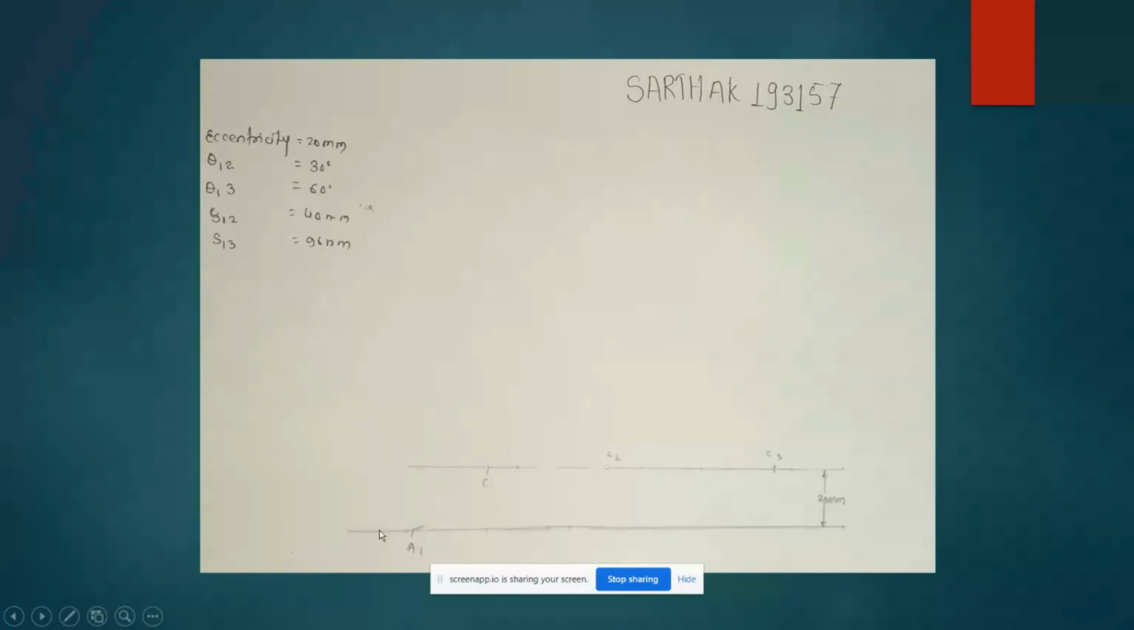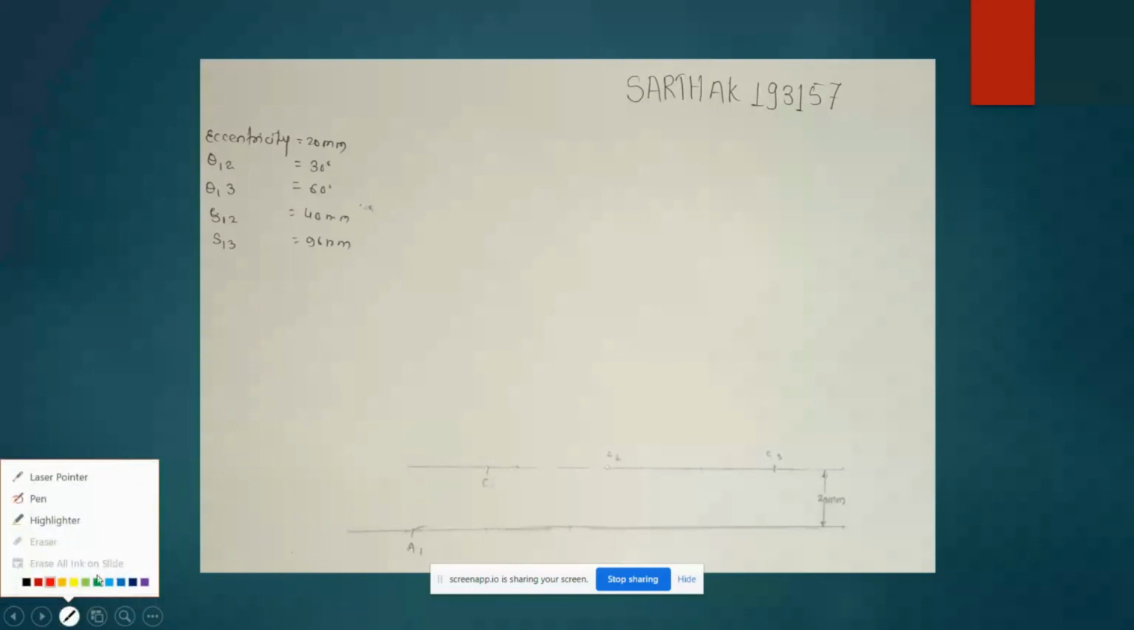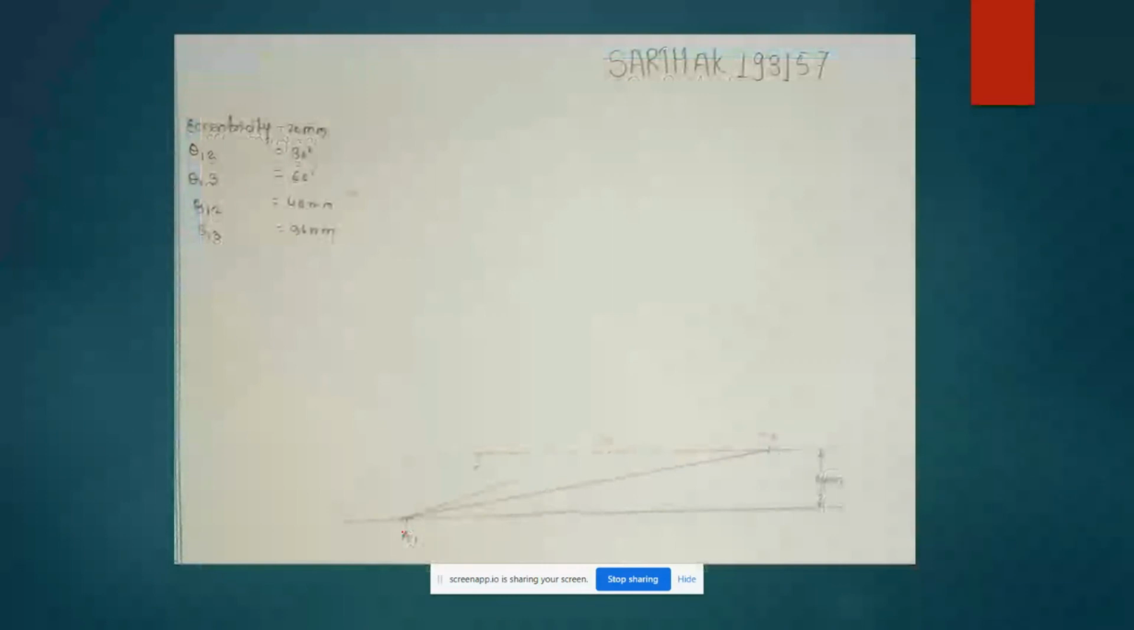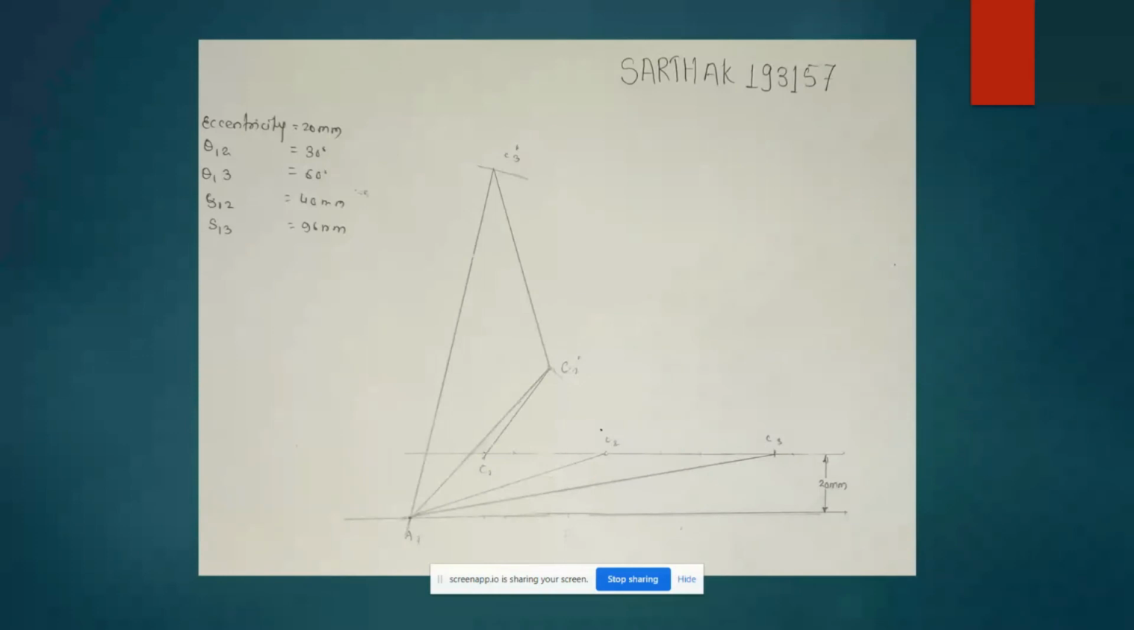So, firstly draw two lines which are 20 mm apart as the eccentricity is given as 20 mm. Then locate the points A1, C1. After that, locate the point C2 which is 40 mm from the C1 and C3 which is 96 mm from the C1. Now join A1 C2, A1 C3. After that, we have to rotate this C2 and C3 in anti-clockwise direction by the 30 degree and the 60 degree, so that we will get the points C2 dash and C3 dash.